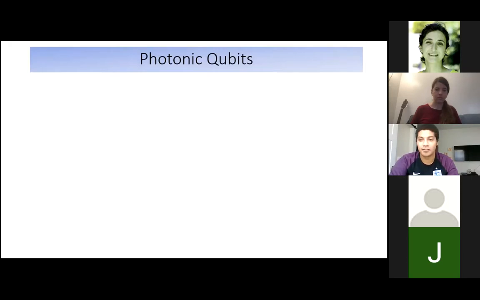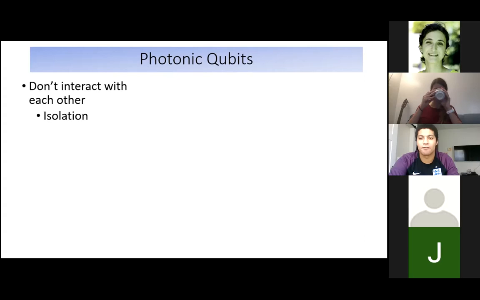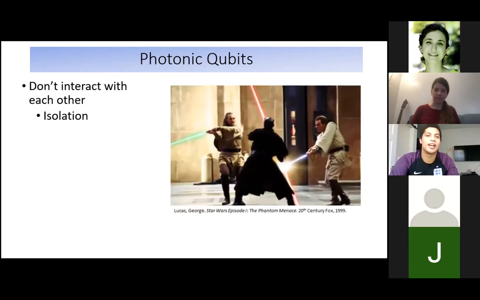So photonic qubits. I said they're really great for isolation. Photons don't interact with each other. There isn't really a straightforward fundamental interaction between photons. They don't have charge or mass. They don't have some sort of fundamental interaction like that. And so, sorry, Star Wars fans, lightsabers aren't going to be coming anytime soon because of that.